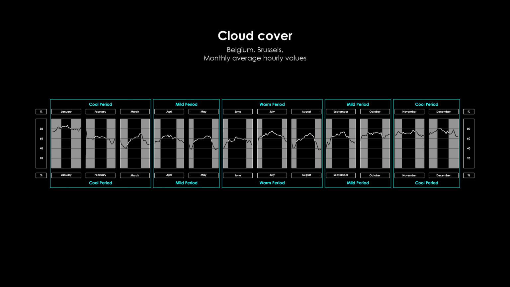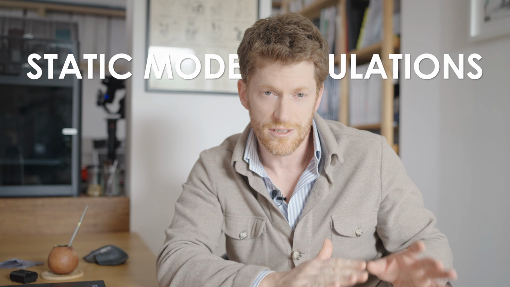We always start with the climate. In this case, I'll be using my climate, which is that of Belgium, specifically Brussels. The first thing you want to look at when you look at climate is whether it's predominantly overcast or not. Now, I don't even need to tell you, I think, that the climate in Brussels is predominantly overcast, which in this case is a good thing because it lets me get away with static model simulations.